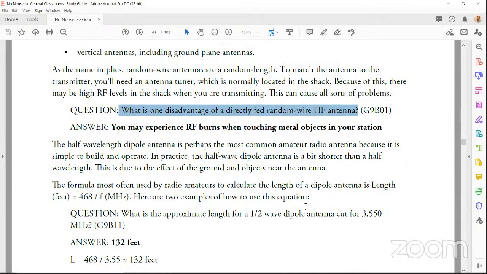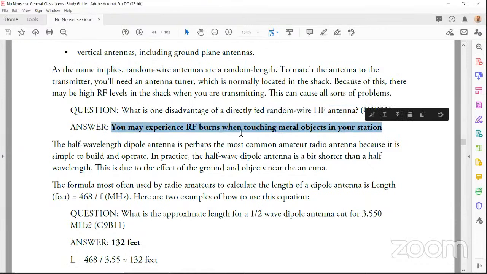Moving right along, next question in the question pool. What is one disadvantage of a directly fed random wire antenna? Okay, let's dissect it a little bit. They're asking us about a disadvantage. Not an advantage, a disadvantage. Of what type of antenna? Directly fed, random wire HF antenna. And we had a diagram last session showing what that actually looks like. And we said with that, if it's directly fed, the wire comes straight into the house, to the antenna tuner. You may experience radio frequency burns when touching metal objects in your station. And that's because you'll have the presence of RF in your station. That's a disadvantage of having the random length of wire as your high frequency or HF antenna.